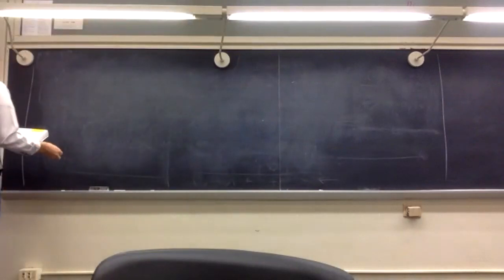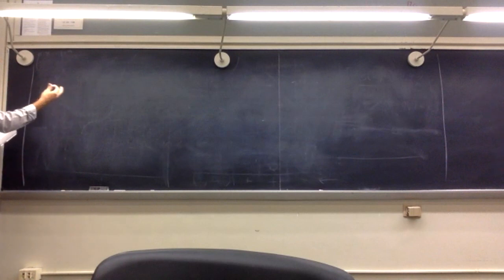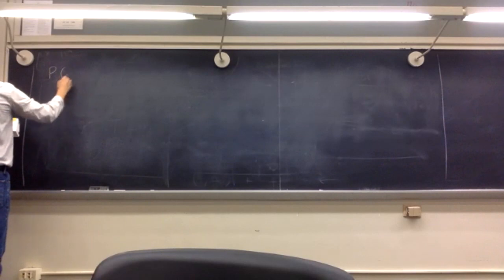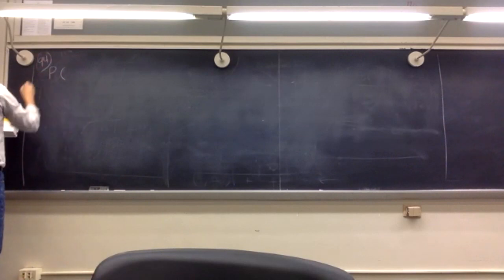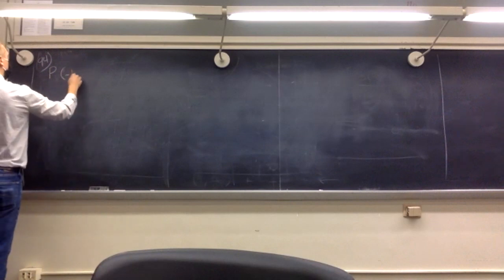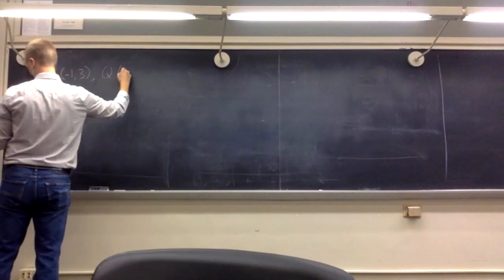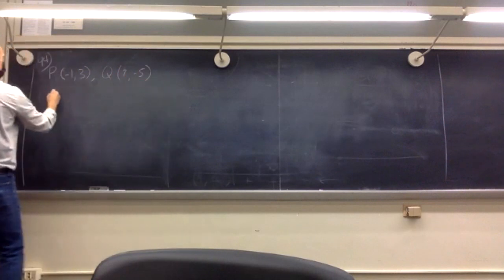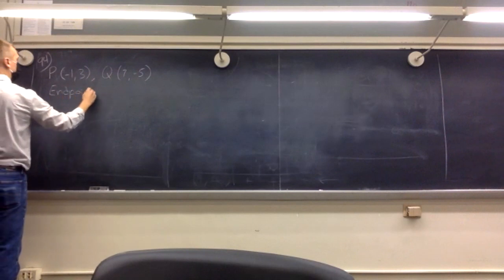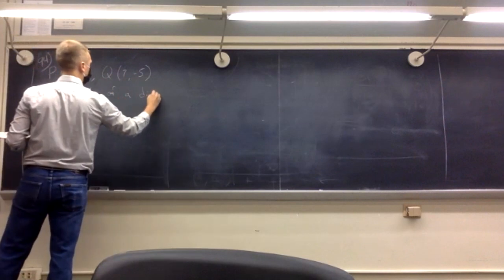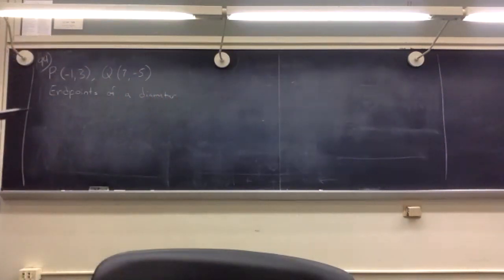There's a section here about circles and binary equations. 94 is one of the last ones in that problem section. It says, find the equation of a circle that satisfies the given conditions. For number 94, it goes through these two points, -1, 3, and Q, 7, -5, and these are endpoints of a diameter. It wants us to give the equation of a circle which has these two points as endpoints of one of its diameters. Just to help, you might consider graphing these two points.